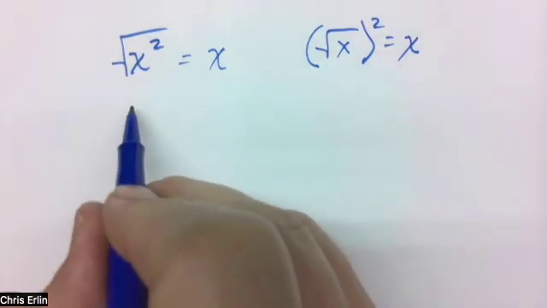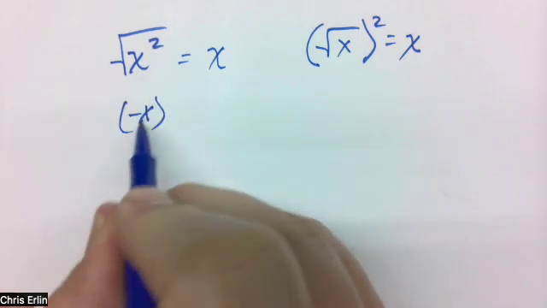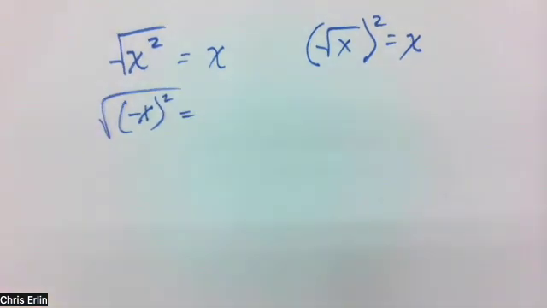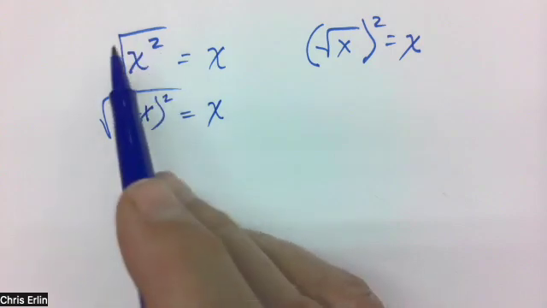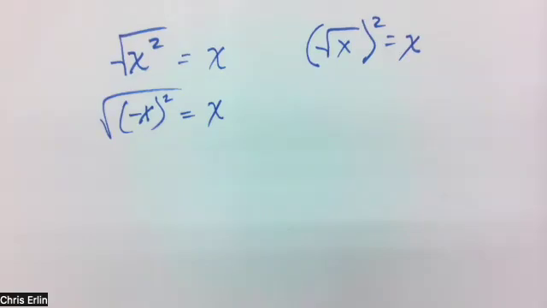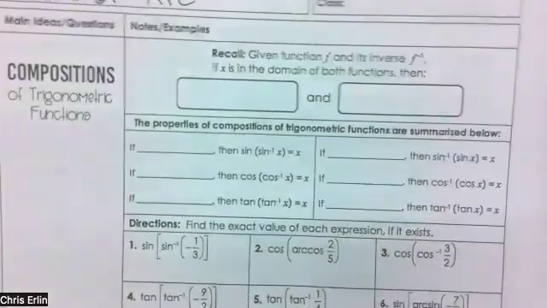Now, the challenge is you can't just take what's inside and clean them off. Or can you? Is that negative x or is that x? X. So we have to be careful to not just cancel the signs. Sometimes we have to put a little thought into it, right? So what we're going to be talking about today is a composition of trigonometric functions.